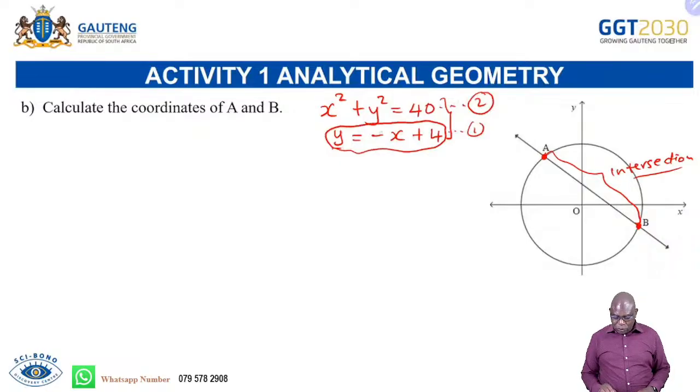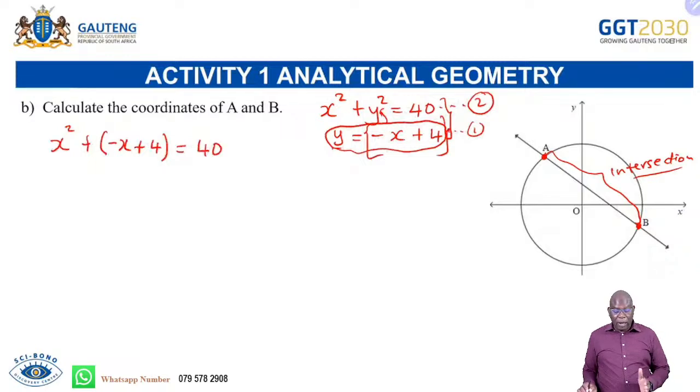Because I just need to take this part here and substitute it into the value of y. So I'm going to say x squared, but instead of writing y, I'm going to write negative x plus 4, squared, that will be equals 40. You see now, I don't have a y. So it's easy for me now to work with one variable. But once I work with two variables, it means that one must be replaced by that equation that I've formed now here.